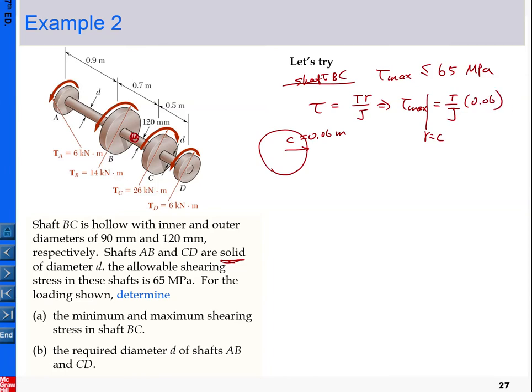From these calculations, we should be able to proceed and determine the maximum stress. But shaft BC is hollow, sorry, with an inner and an outer radius, so let me redo this again.